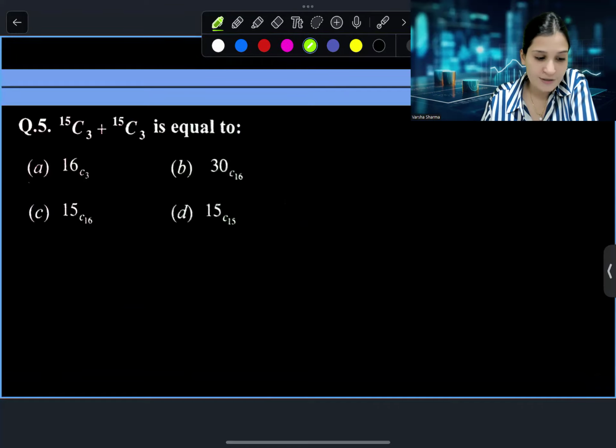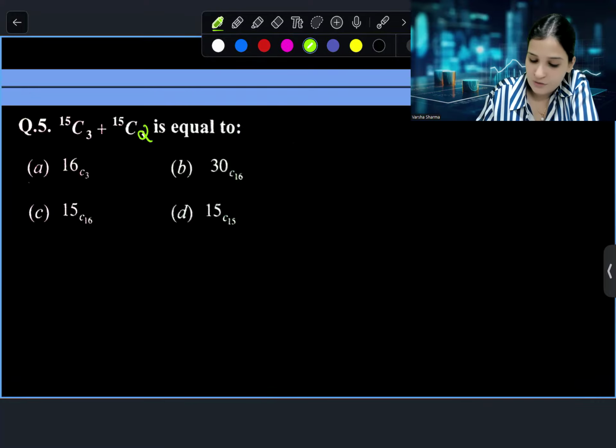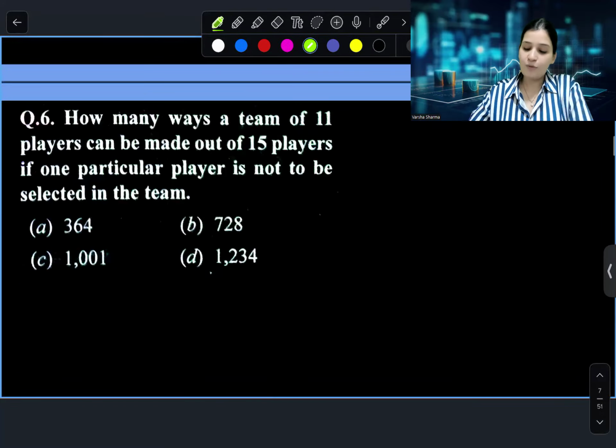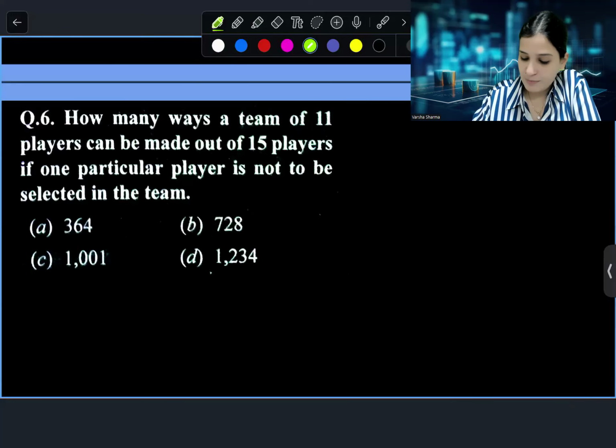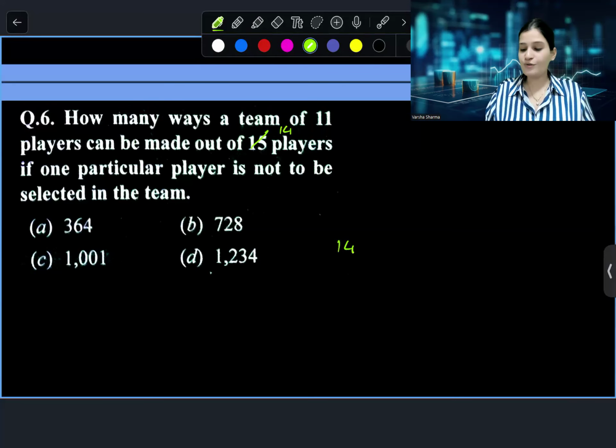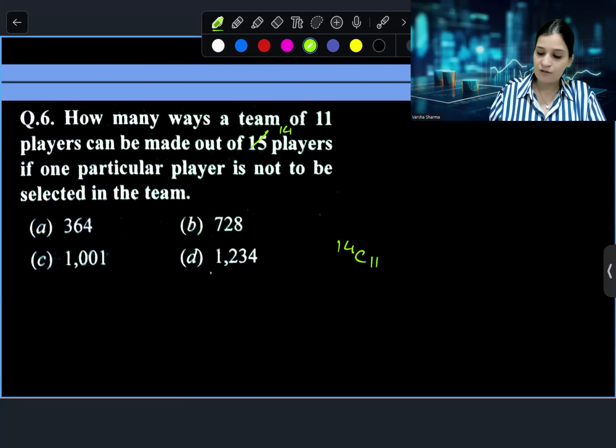15C3 plus 15C3. If the question is wrong, it will be 15C2. So it will be 16C3. In how many ways can a team of 11 players be made out of 15? One particular player is not to be selected. That means we have only 14 players. Out of 14 players, we need to select 11. Since it is team formation, it is a combination. 14C11 is same as 14C3. So 14 into 13 into 12 divided by 6, 364.